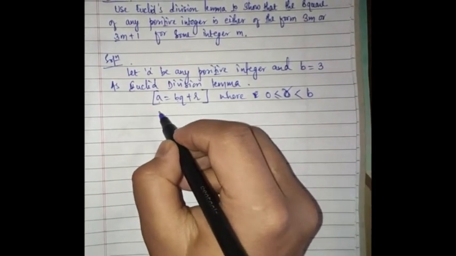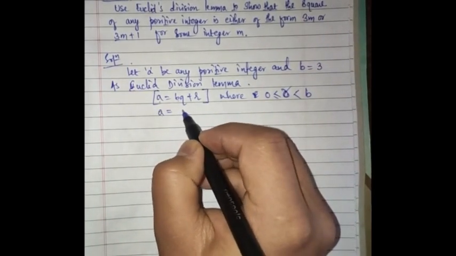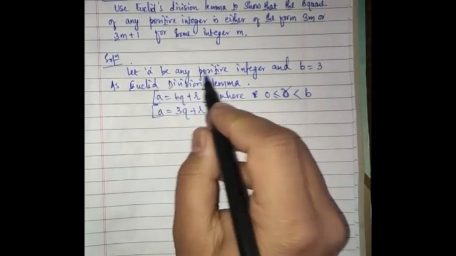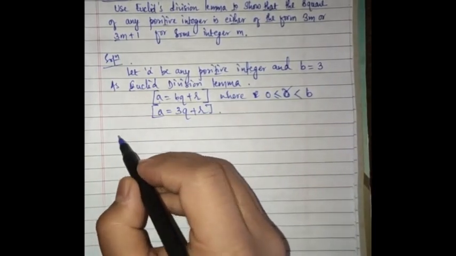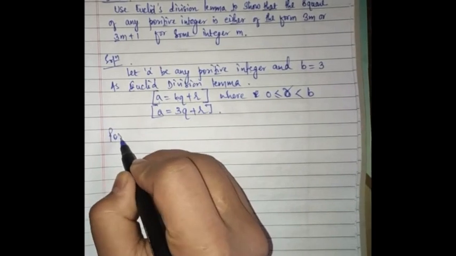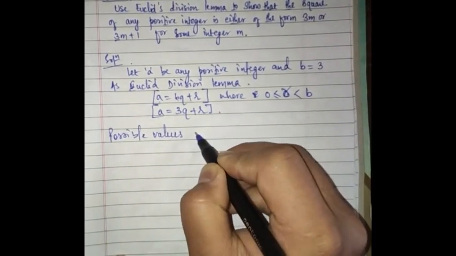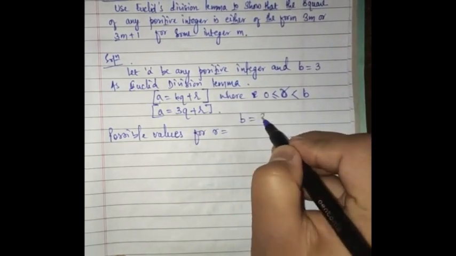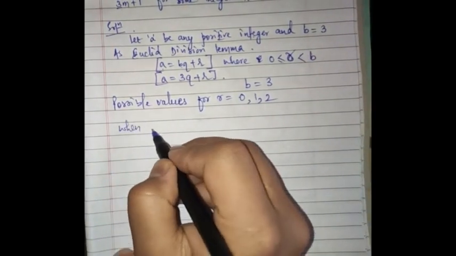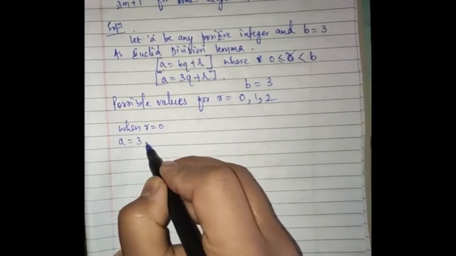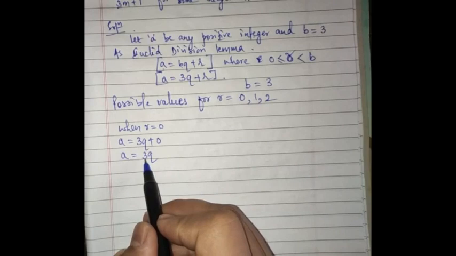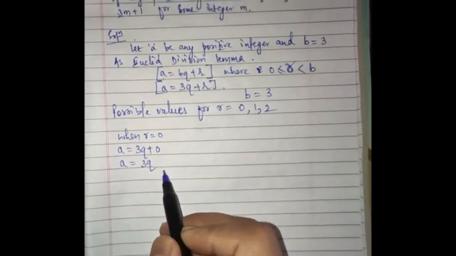So a equals 3q plus r, we can write in this form, because we let a be any positive integer and b be 3. Similarly, we will solve this problem as we did in question number 2. Possible values for r, if b is equal to 3, will be 0, 1, 2. When r is 0, then a is equal to 3q plus 0, so a is equal to 3q. When you square this, it should be in the form of 3m or 3m plus 1.